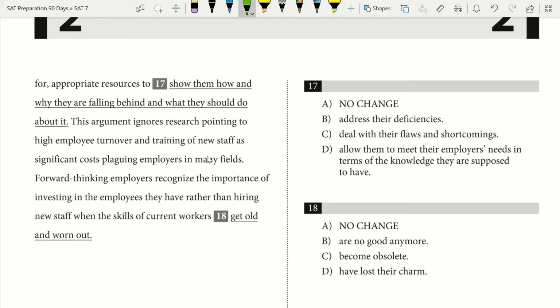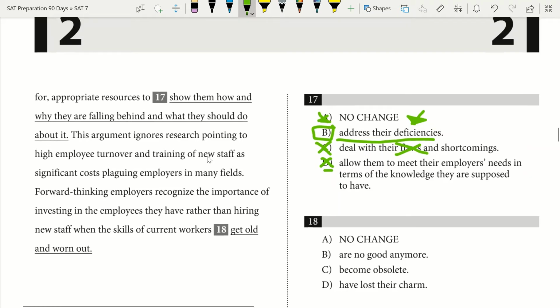What we're looking for is an answer choice that is both efficient in word choice and also matches tone. Okay, so we want to avoid something that would come off as abrasive here. So the correct answer here that's efficient and also not abrasive is "address their deficiencies." "Deal with their flaws and shortcomings," that's not really professional to say. Also, it's pretty long. Same with D and same with A. They're both very, very long. They're not efficient. The only one that is efficient in word choice and also has the correct tone here would be B. So I'd be looking at B as my correct answer for 17.